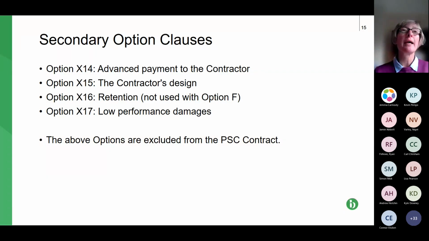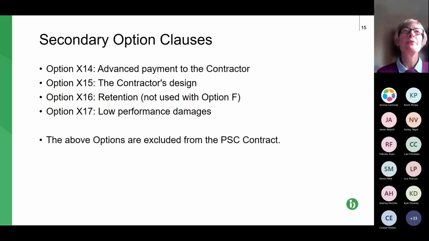Other secondary option clauses, so other X clauses, are not included in the professional services contract, but they are included in the construction and engineering contract. So X14, a provision for advance payment for contractors. Not hugely used, but interestingly, it's being used more and more. In just the last 2 or 3 months, I've heard quite a lot of talk and debate about using advance payment provisions. So, be prepared for that. I'd be interested to know if you're finding the same.